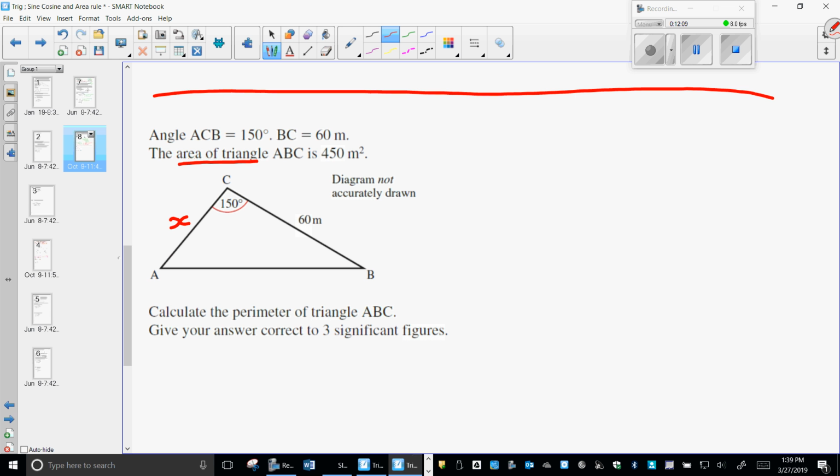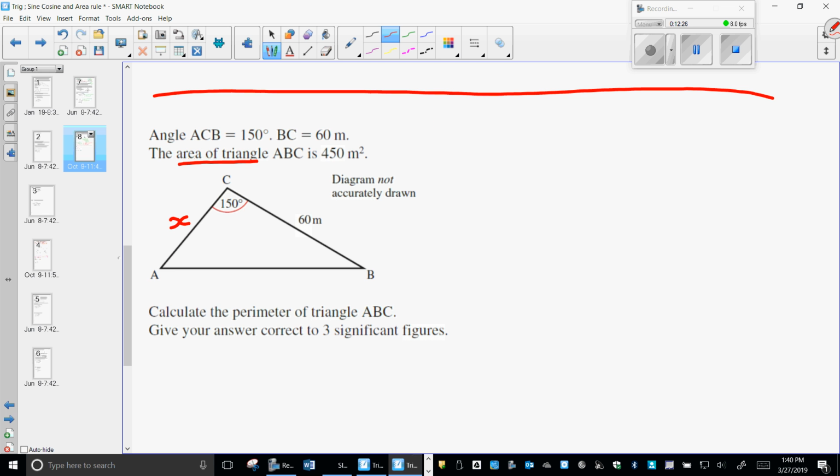Alexis, why were you very confident saying AC? Because then we do the area thing. We need the two sides on either side of the angle. Yes. So, Layla, did you understand what she's saying?